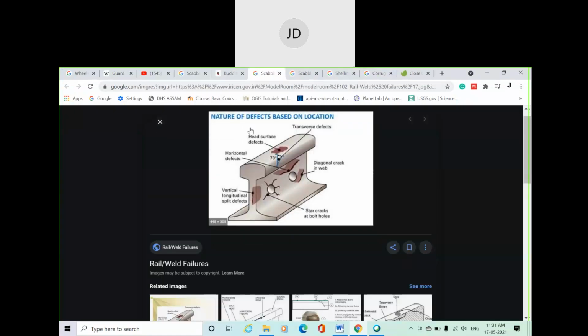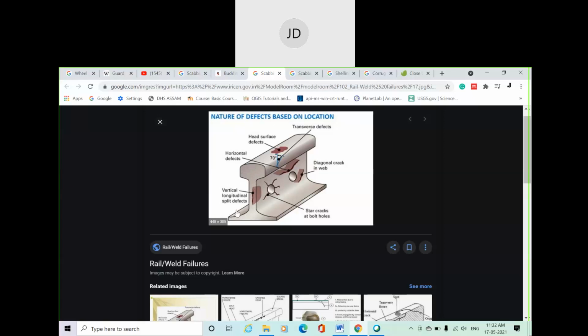Here you can see, based on the location of the particular rail section, we have different kinds of names. So this is a flat-footed rail. Okay, I think you can identify now. This is a cross-section of a flat-footed rail. This is the head part, this is the web part, and this is the foot part.